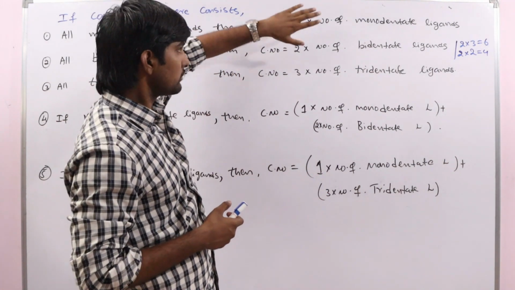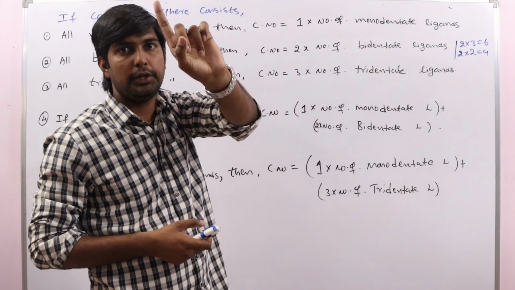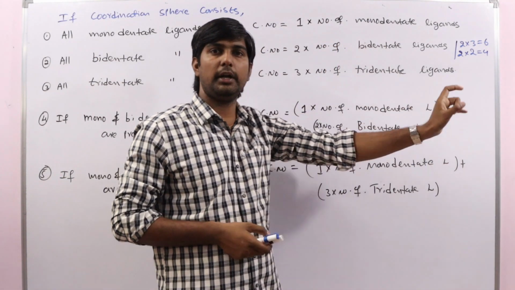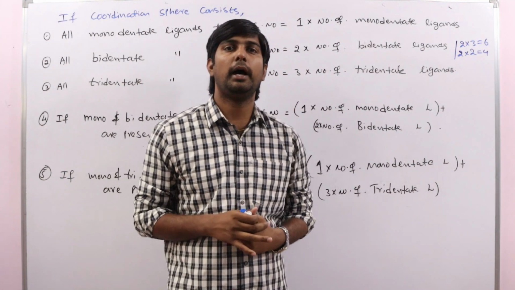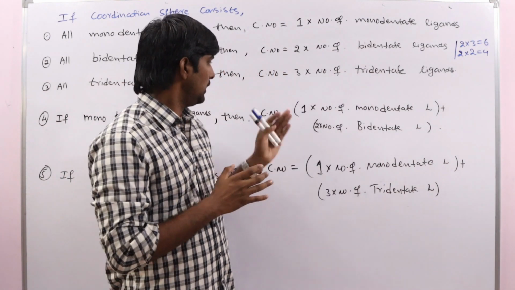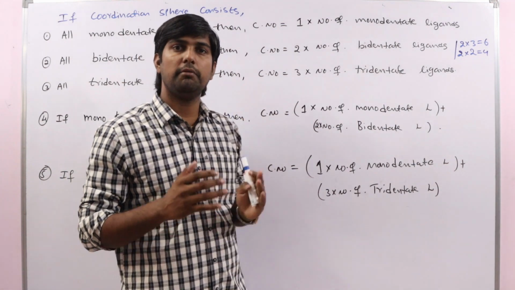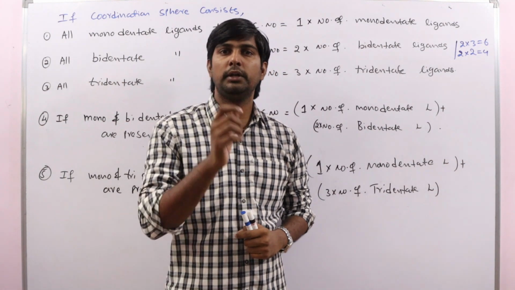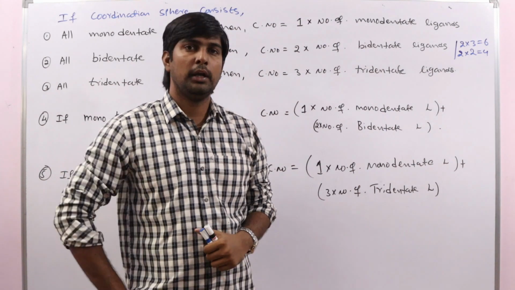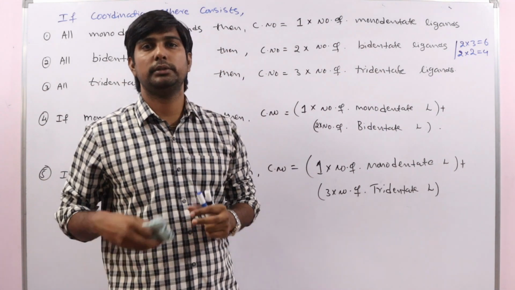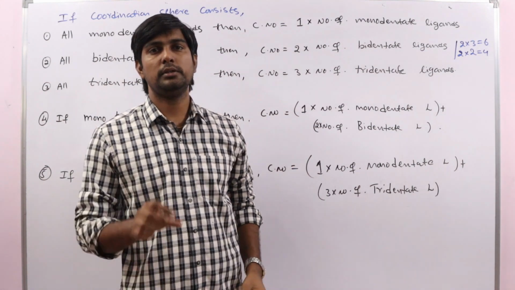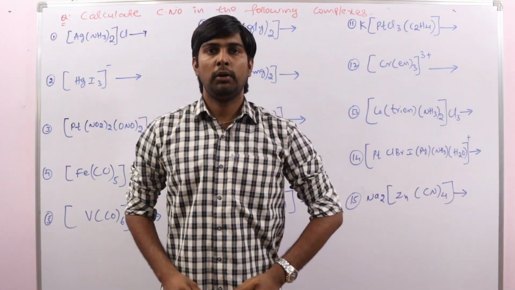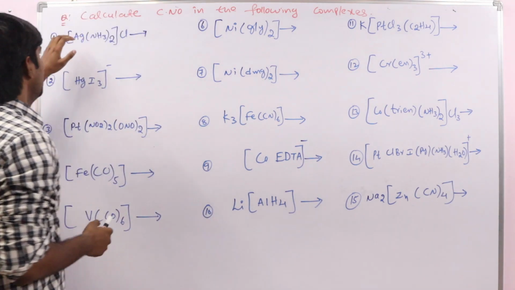First thing, you must be able to identify the denticity of the ligand. That's why, if you are perfect with the ligands, then we can understand coordination chemistry very easily. So concentrate on the ligands. Now let us see some examples. For different complexes we will discuss what the coordination number is.